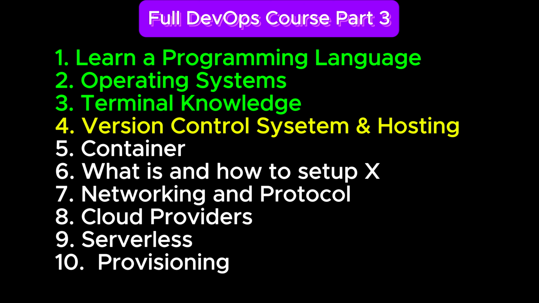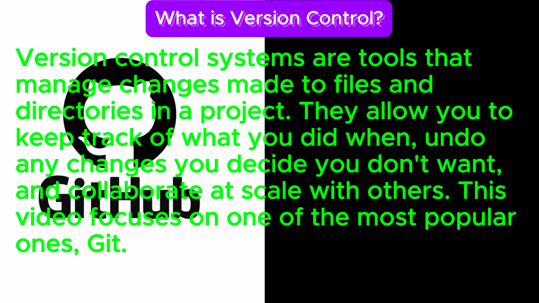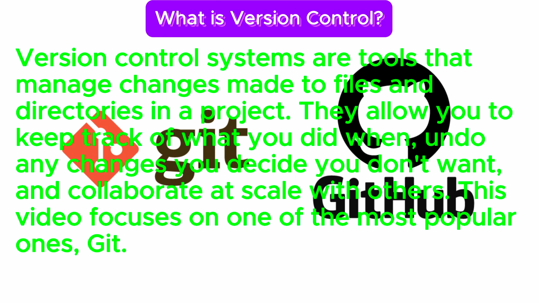Okay, so what is a version control system and which version control system will we be using? Let's start with it. First, we have to understand what version control is. Version control systems are tools that manage changes made to files and directories in a project. They allow you to keep track of what you did when, undo any changes you decide you don't want, and collaborate at scale with others. This video focuses on one of the most popular ones, which is Git.